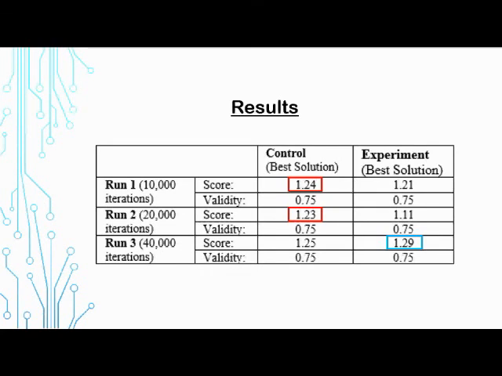As you can see, the control has outperformed the experiment on average. The control has performed better in 2 of the 3 runs, marked in red. The experiment has performed better in run number 3, which is marked in blue. This is not indicative that the experimental setup cannot produce better results than the control. There are a number of limitations with how the experiment was conducted. Some of them arise in part due to the time constraints on the project. These limitations will be addressed in the next few slides.